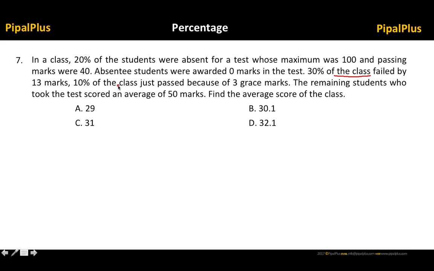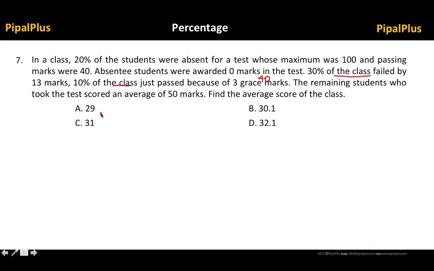Another 10% of the class, again 10% of the total class, they passed only because they got 3 grace marks. So they had received 37 marks but they were given 3 grace marks, so they ultimately were bumped up to 40 marks each, right? And the remaining students scored an average of 50 marks.